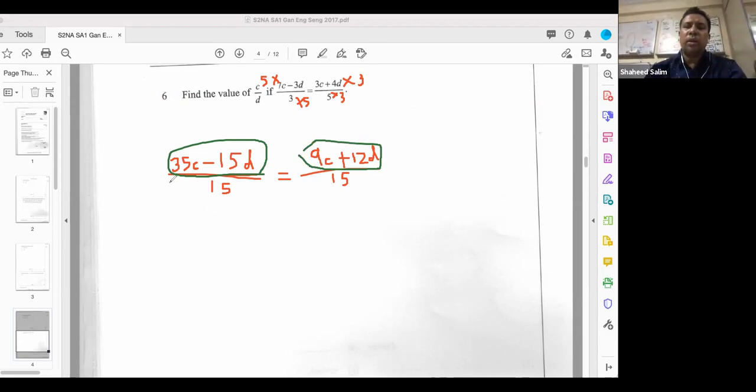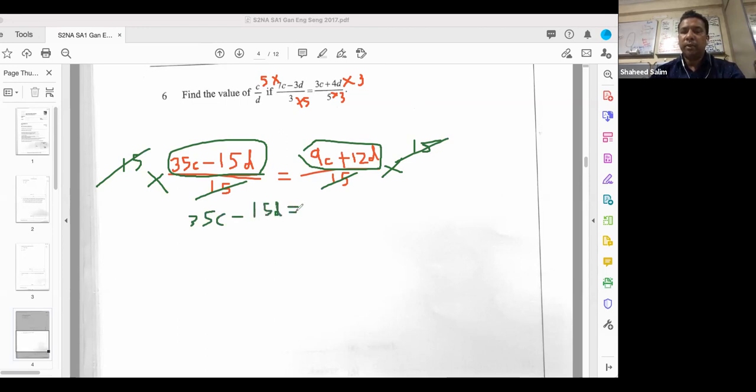But some of you say, no, I don't understand. Okay, then you times by 15. You times by 15 here, you cancel the 15 here. Then times by 15 on the right-hand side also. Possible. If you don't understand the first one, you can times by 15 to both sides to have this equation like that. So now you have 35C minus 15D is equals to 9C plus 12D. So I bring the C on one side, I bring the D on one side.